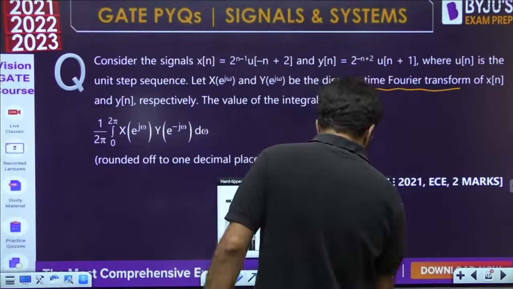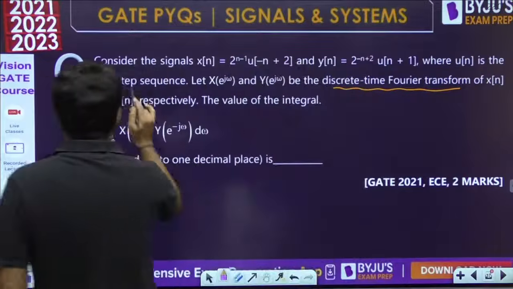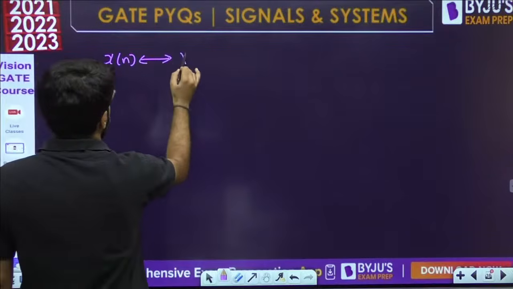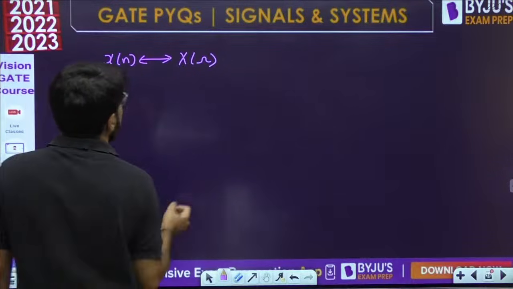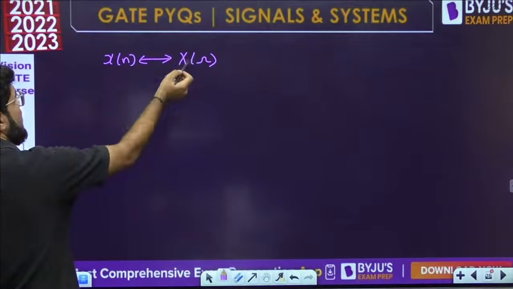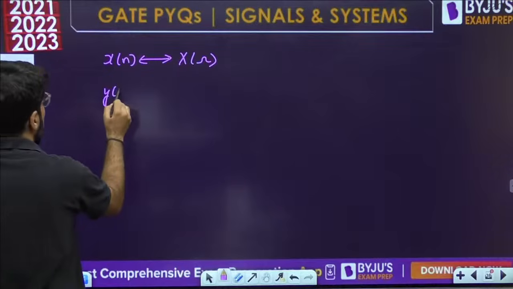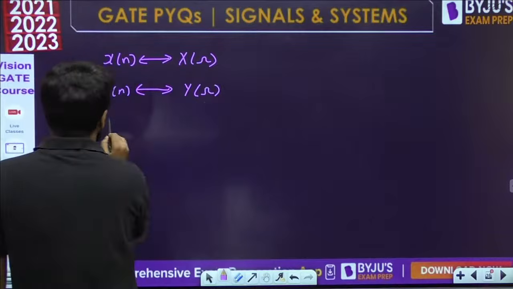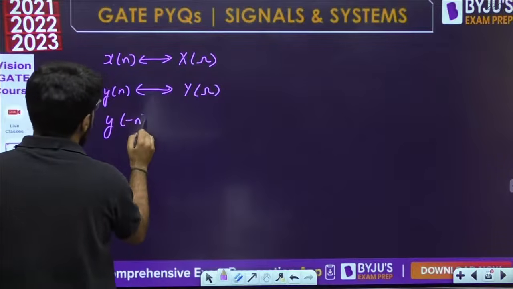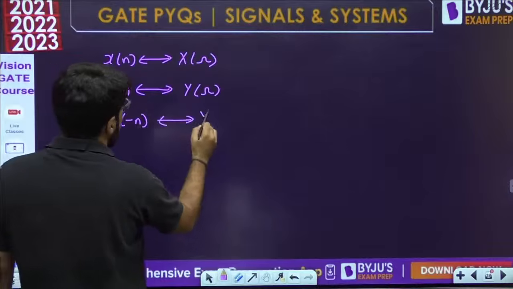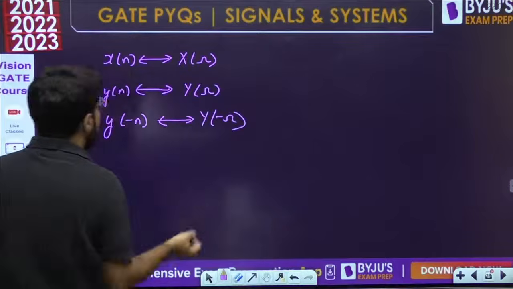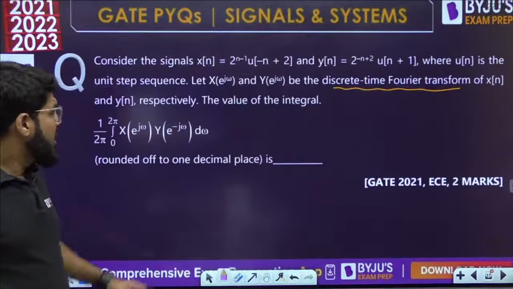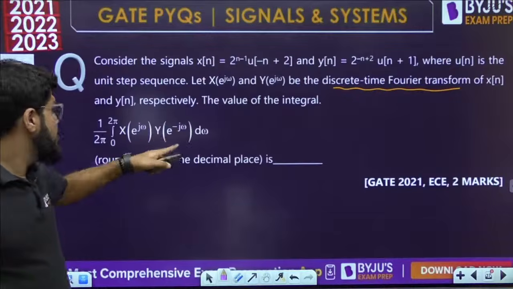So what I'm going to do here is, x[n] has some DTFT, let us call it X(ω). I have the habit of putting this omega. y[n] also has some DTFT, given by Y(ω). So what should be the DTFT of y[-n]? The time folding property says that if there is folding in time, there is folding in frequency. So the Fourier transform is Y(-ω), which is coming up here.